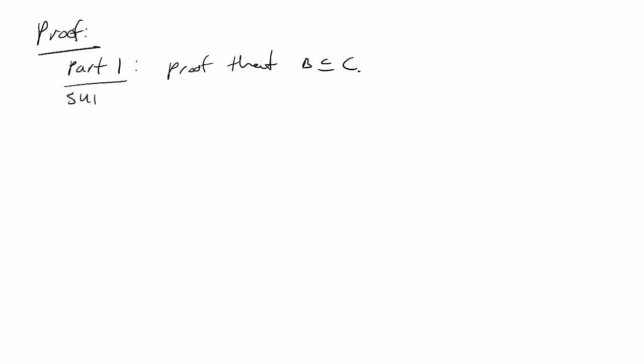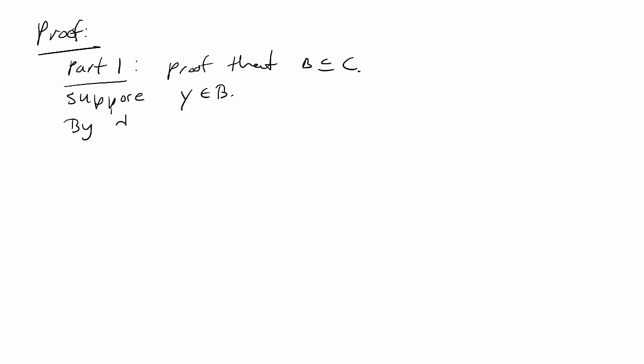So you're going to start with proof. And we're going to do part 1. Part 1 will be proof that B is a subset of C. So we're going to suppose y is an element of B, and we're going to show through algebra and so forth that it's also in C.